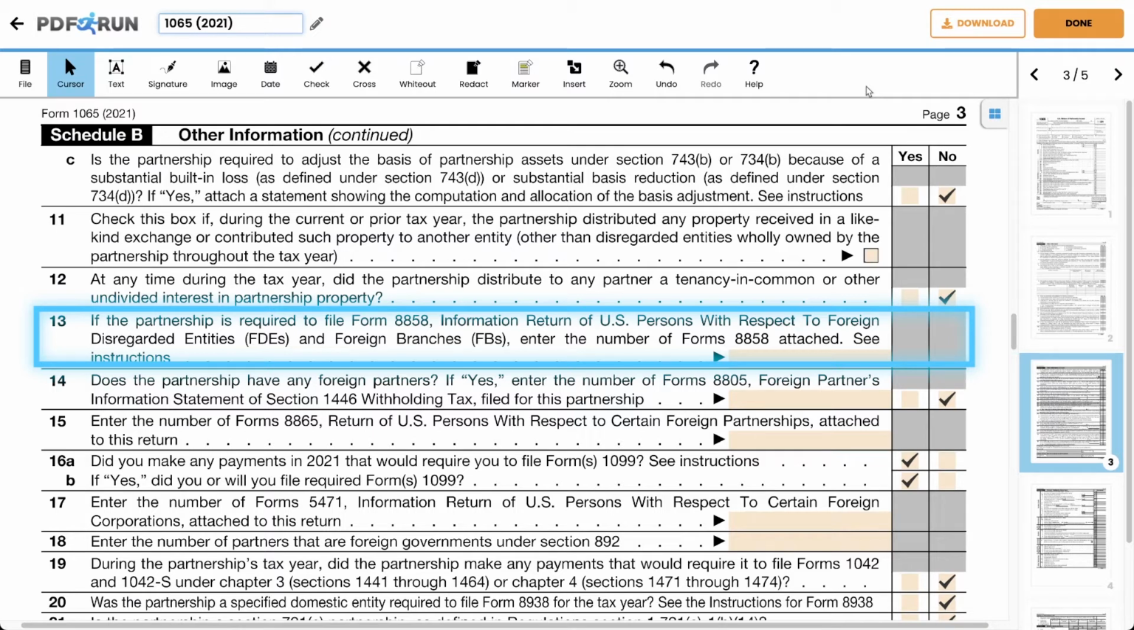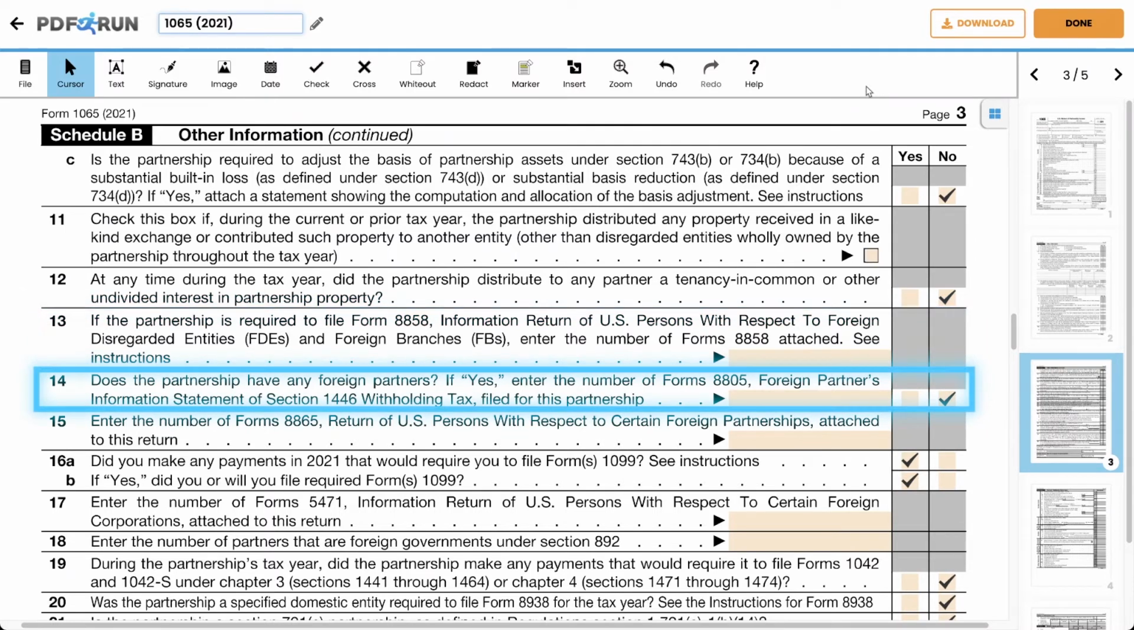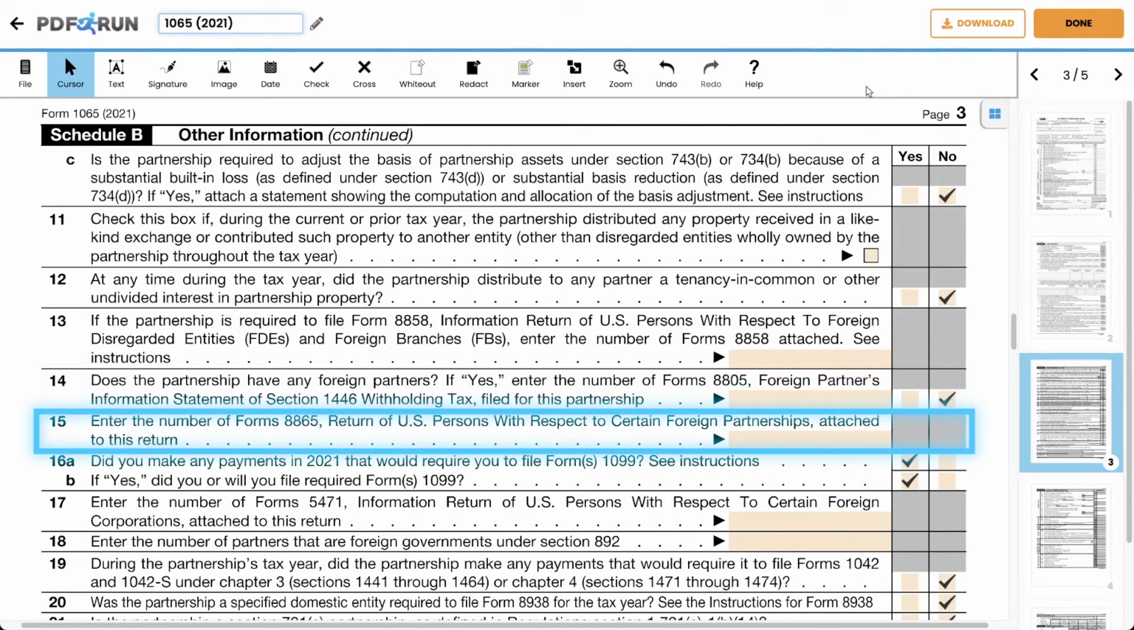Line 13. If the partnership is required to file Form 8858, enter the number of Form 8858 copies attached to this form in the space provided. Line 14. If the partnership has any foreign partners, check yes, and enter the number of Form 8805 copies filed for this partnership in the space provided. Line 15. Enter the number of Form 8865 copies attached to this form in the space provided.